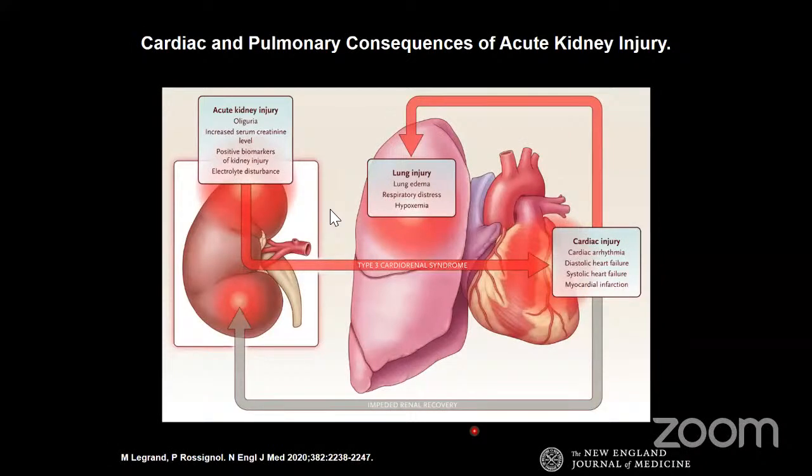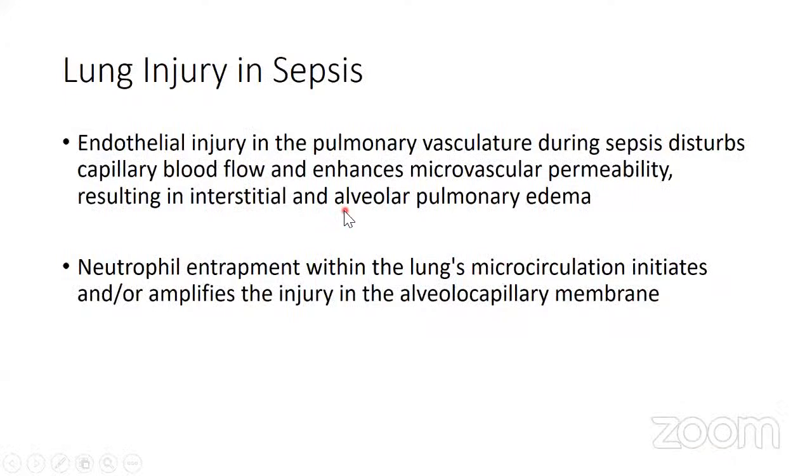Now, also, because of impeded renal recovery, you have a knock-on effect on the lungs. You have lung edema, respiratory distress, and hypoxemia. So they're all interconnected. So next, move to the next one, lung injury. Basically, we have seen that everywhere the endothelium is activated. So it's not limited even in the lungs.